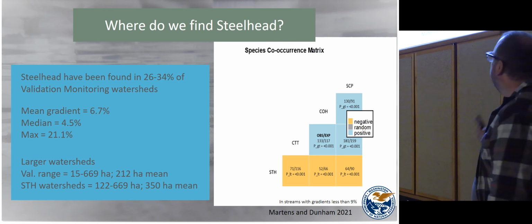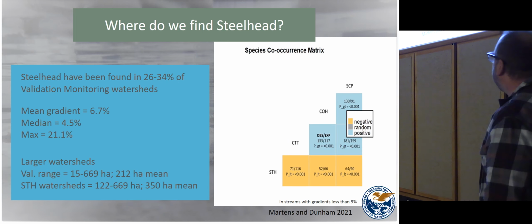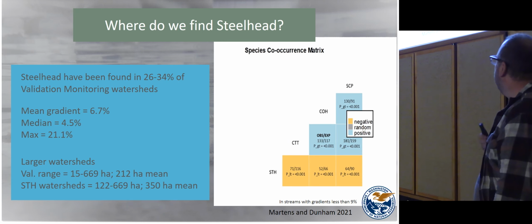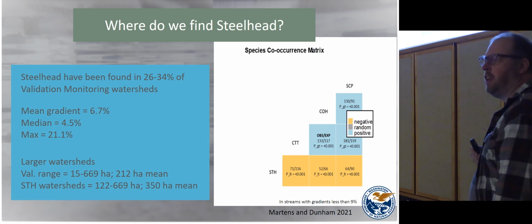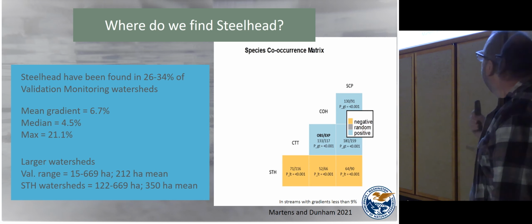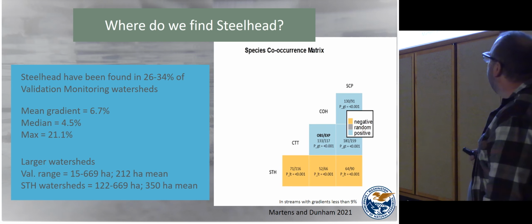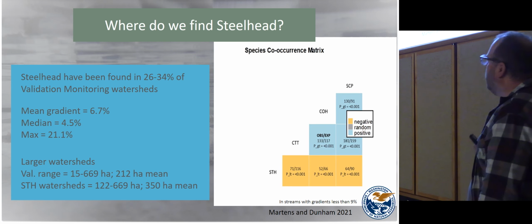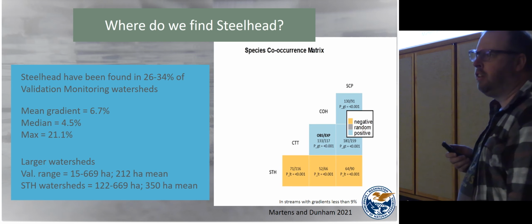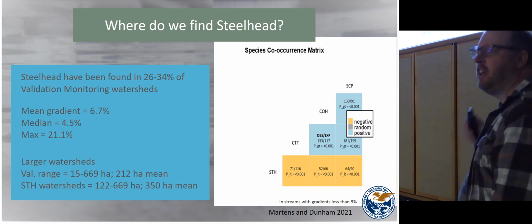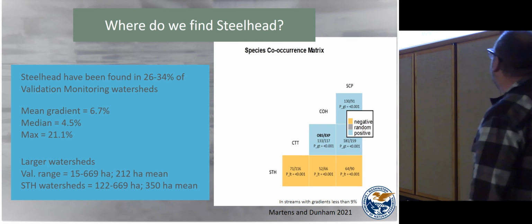The first question I wanted to answer was, where do we find steelhead? And what we found is they're pretty much in all of the gradients that we're sampling in our streams, so between 0 basically to 21%. And we find them in about 26 to 34% of our monitoring type 3 watersheds, so the Stats and Trends watersheds.